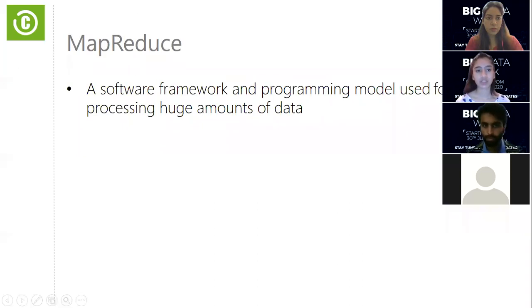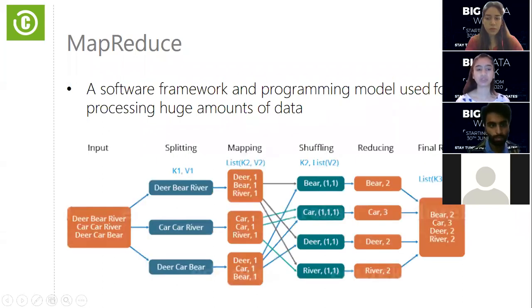MapReduce is a software framework and programming model used for processing huge amounts of data. Just to give a quick overview of MapReduce: this is a small problem where we want to count the occurrence of each word in a text, and we're assuming we have a very large text. The first step in MapReduce is to split the data into smaller chunks, which we call input splits. The data is split into smaller chunks, and then it goes into a mapper function, which maps each word to a certain value. In this case, because we want to count how many times words occur in the text, we just assign a value 1 to each word.